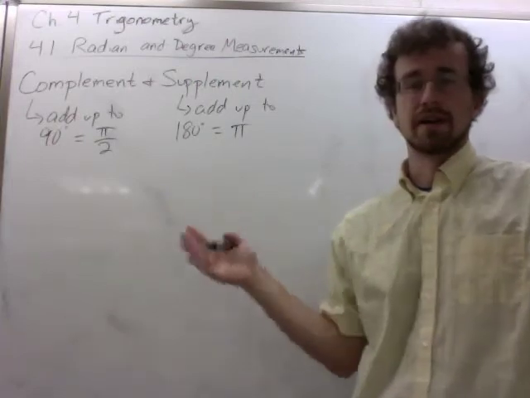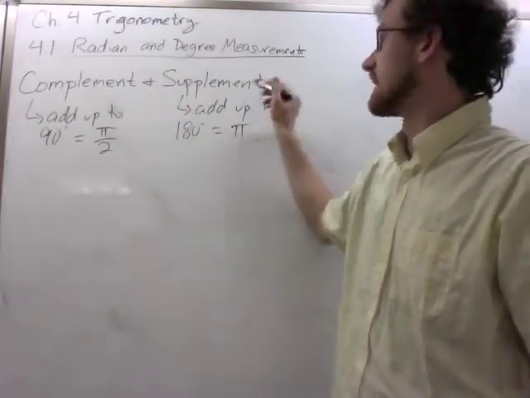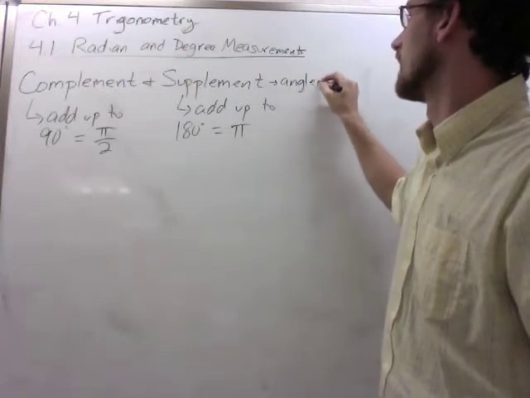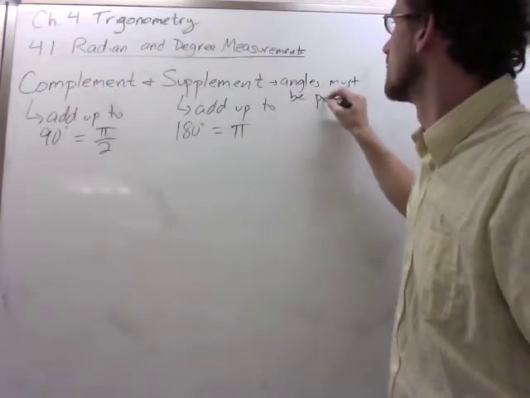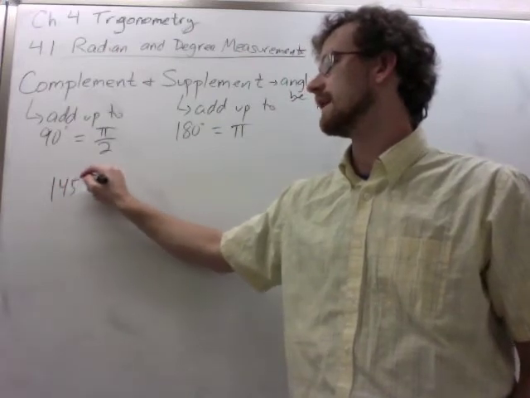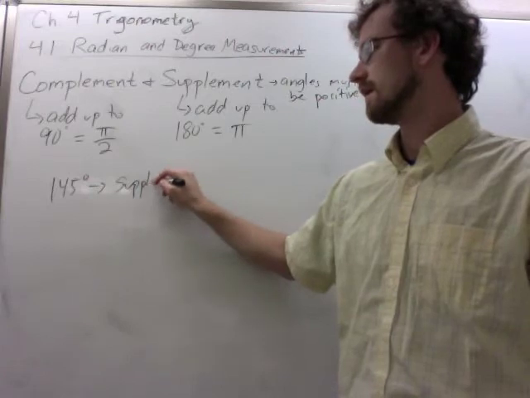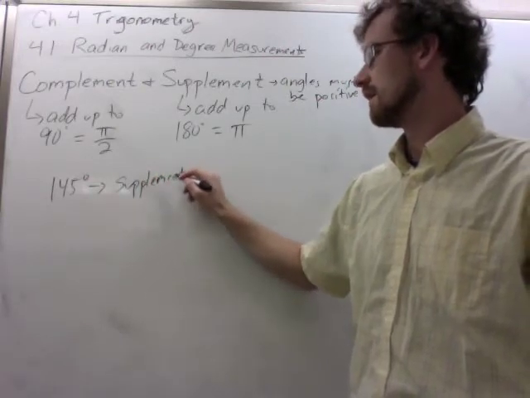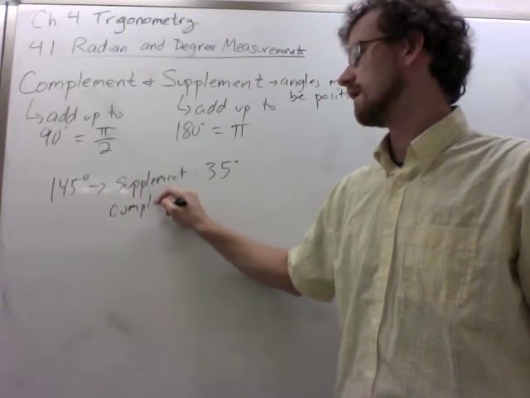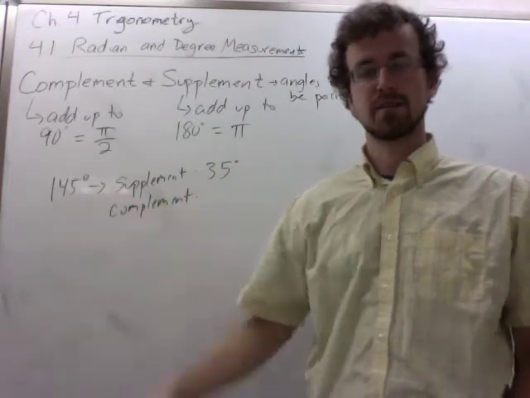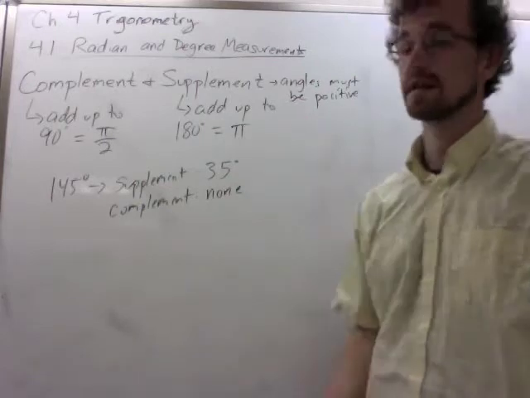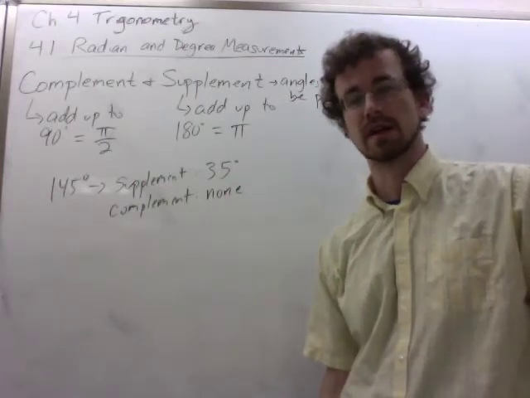Now, you haven't really talked about negative angles before, so it's important to note that according to the definitions of complement and supplement, both angles must be positive. So, for example, the supplement of the angle 145 degrees is just 180 minus 145, which is 35 degrees. And even though 145 plus negative 55 will get you 90, we say that this angle does not have a complement because the definitions of complement and supplement indicate that both those angles need to be positive.